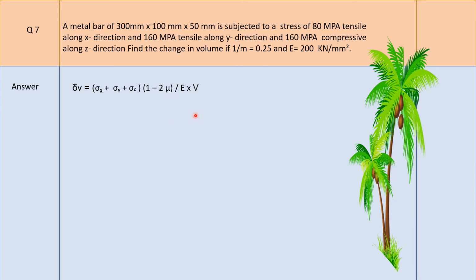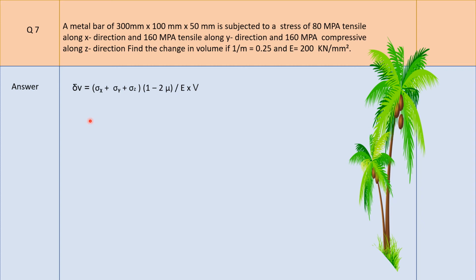mu is 0.25, so into bracket open 1 minus 2 into 0.25 bracket close divided by E, which is 200 kilonewton, that is 200 into 10 raised to 3 in Newton per mm square, into volume, which will be 300 into 100 into 50. So this is the volume, bracket open 300 into 100 into 50. Start doing the calculations from here. Once you substitute the values, take the calculators in hand, and as you are watching the video, start doing the calculations so that you become used to using the calculators. At the last minute you will not be able to use the calculator in the exam.